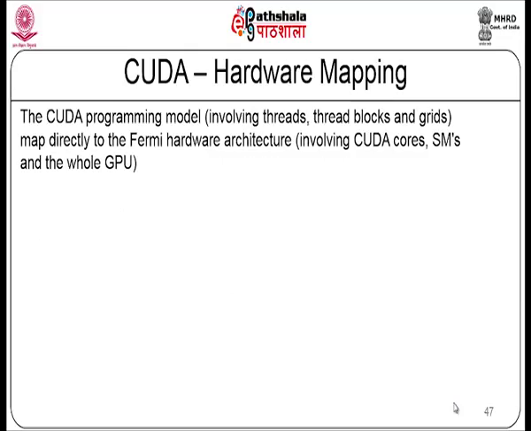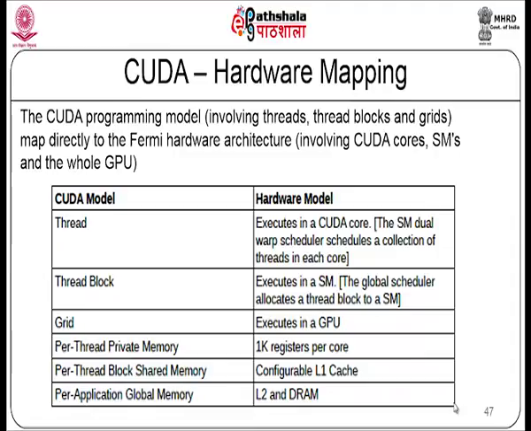And as far as the hardware mapping is concerned, the CUDA programming model, which involves threads, thread blocks and grids, maps directly to the Fermi hardware architecture involving CUDA cores, streaming multiprocessors and the whole GPU. This is the mapping that is done. So, a thread is mapped onto the hardware model where it executes in a CUDA core. The SM dual warp scheduler schedules a collection of threads in every core.